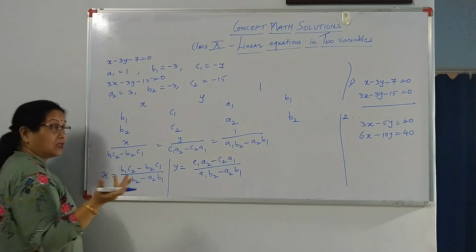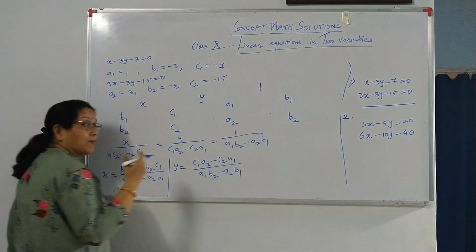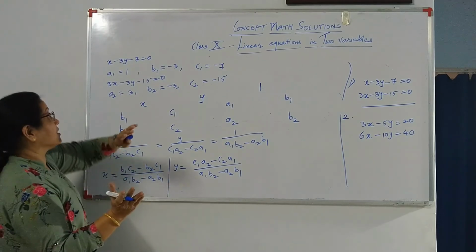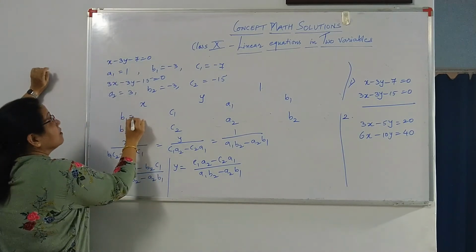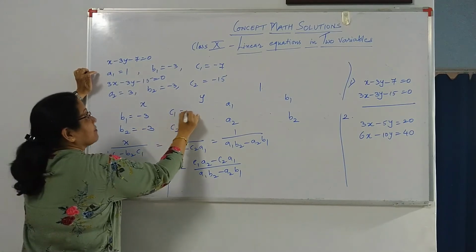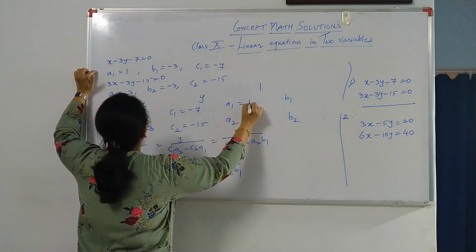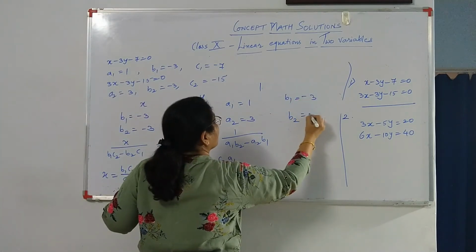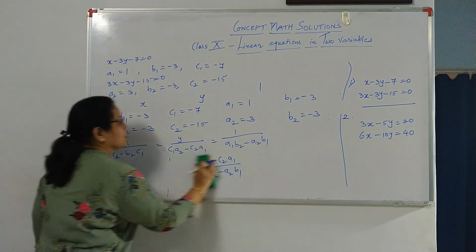Right? Because the RHS of both the equations is 0. If RHS is not 0 and if c1 and c2 are on the RHS, then we have to take this as minus 1. But let's not go wrong just because of plus and minus confusion. So what we do, we practice all questions by making the RHS of the equations 0. So b1 has the value minus 3, b2 also minus 3, c1 is minus 7, c2 is minus 15, a1 is 1, a2 is 3 and again b1 minus 3, b2 minus 3. Right? And now it's very easy to solve.